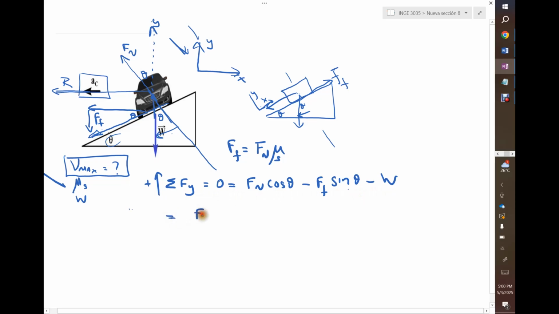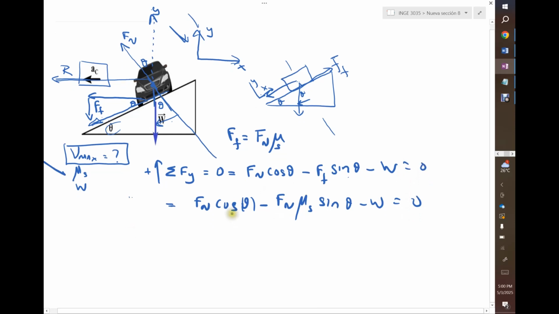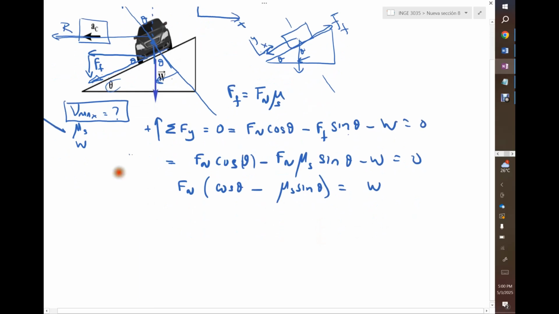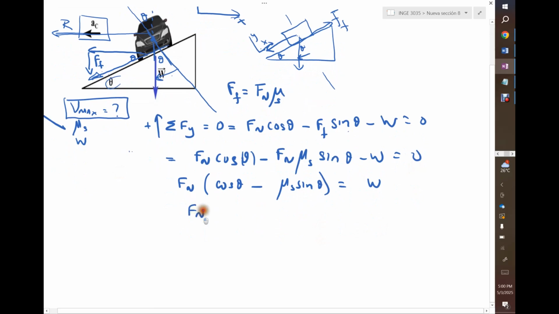Again, Fn cosine of theta minus FF, but that's Fn mu s times sine of theta, minus W equals 0. So finally I can solve this for Fn and find out that Fn, as a common factor, times cosine of theta minus mu s sine of theta equals W. It's going to be positive. Finally Fn equals W over cosine of theta minus mu s sine of theta. There we go. So that's what we got.